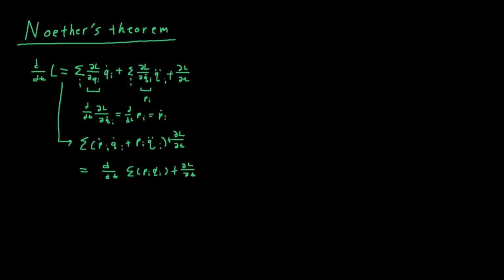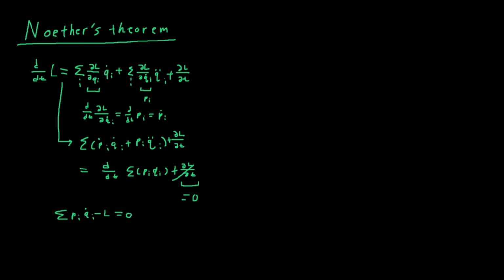For many interesting systems, the Lagrangian does not depend explicitly on time. So for many interesting systems, we'll have this equal to 0. When this is the case, this term right here is going to vanish. And if we move the left side to the right, we can see that the time derivative of the sum of p_i q prime_i minus L is equal to 0.